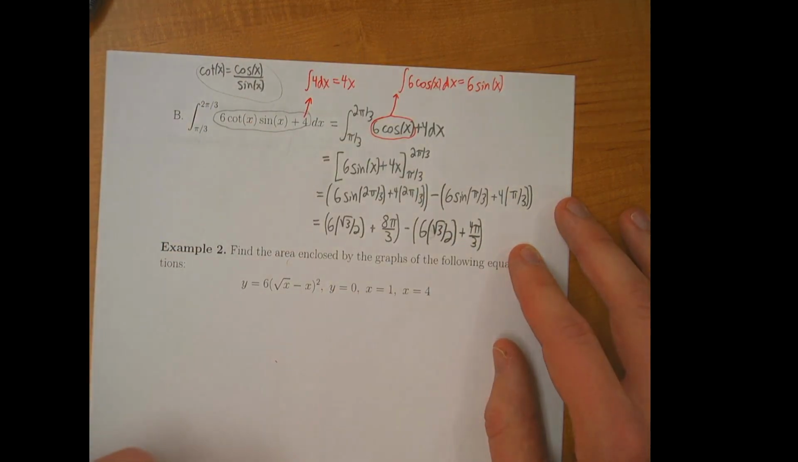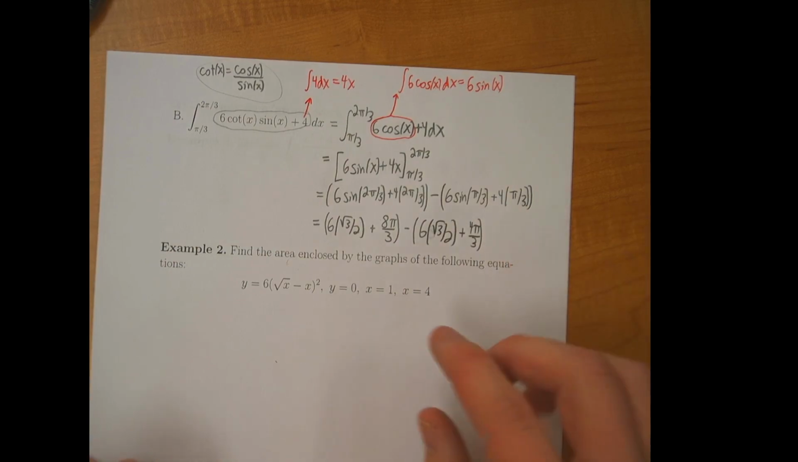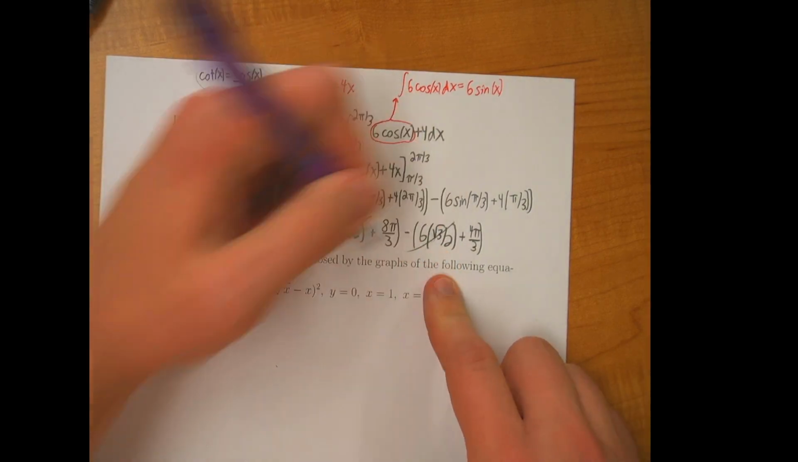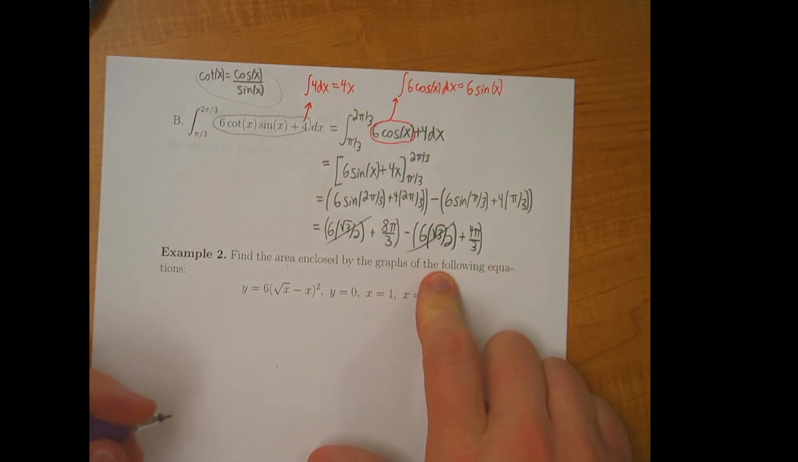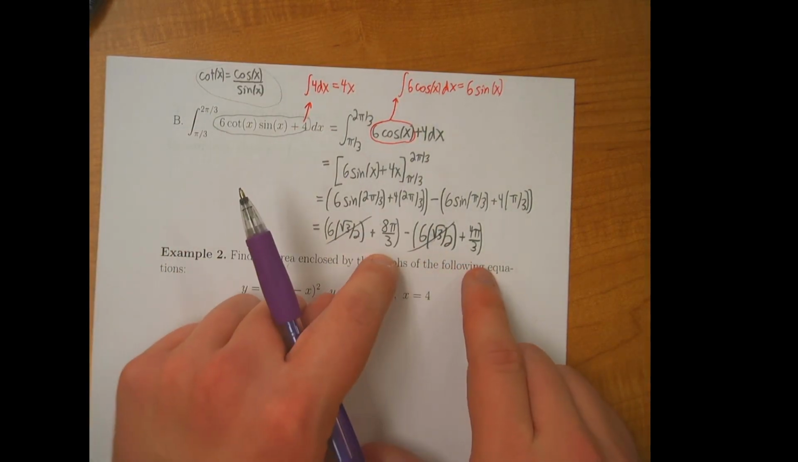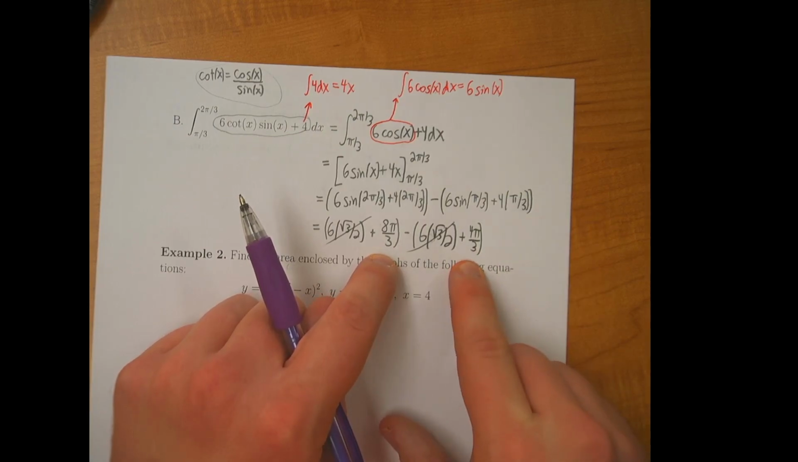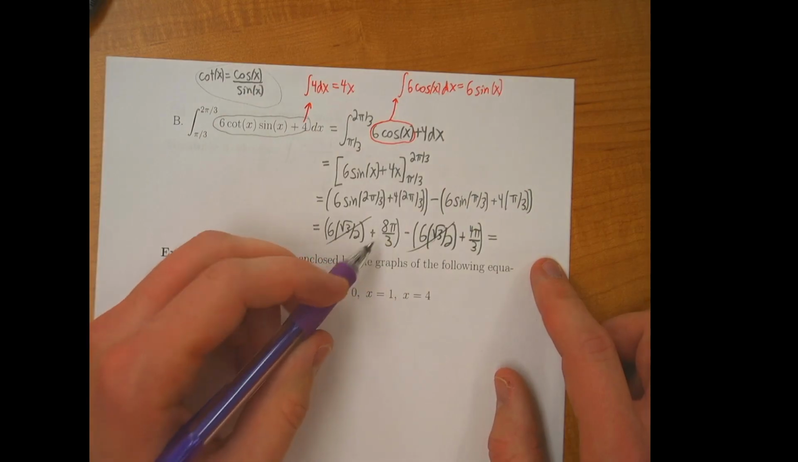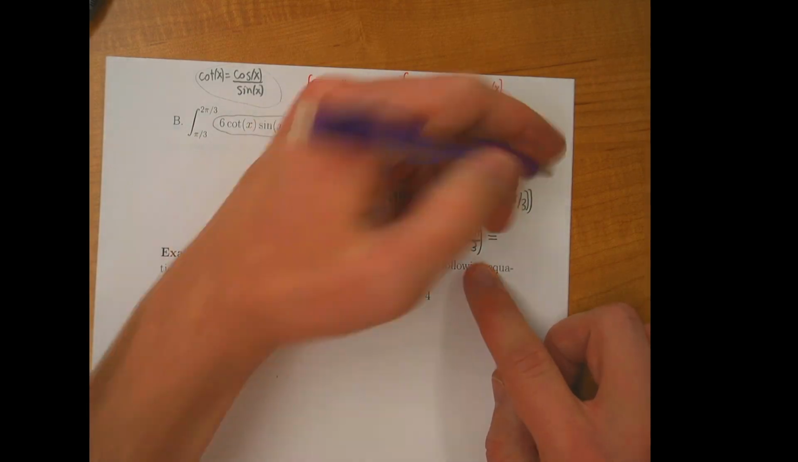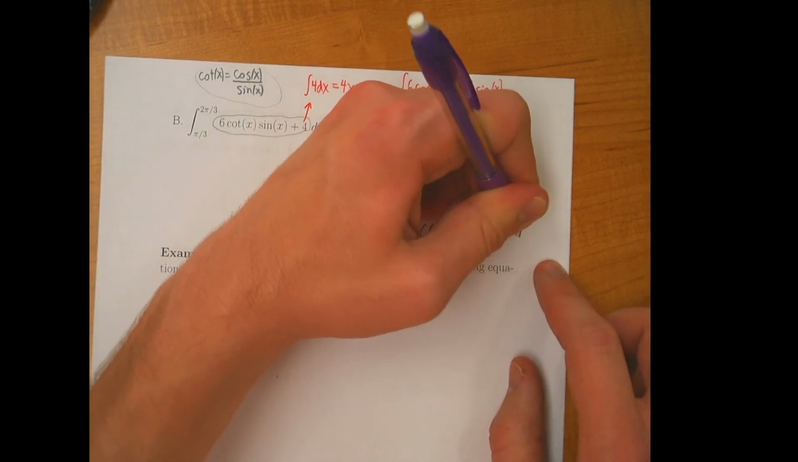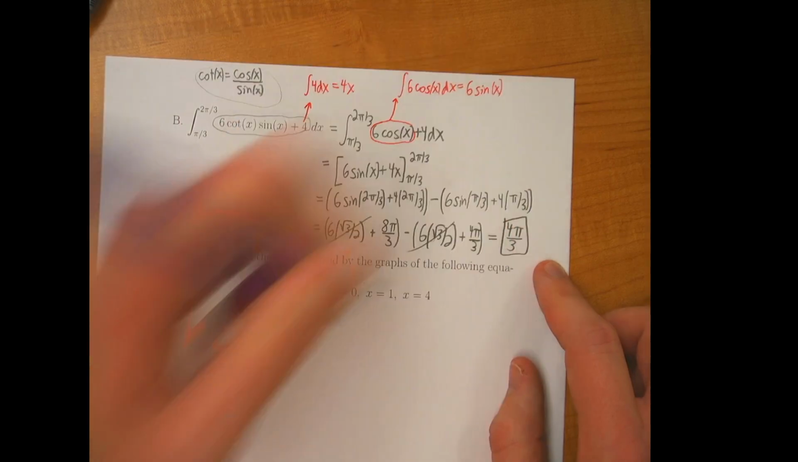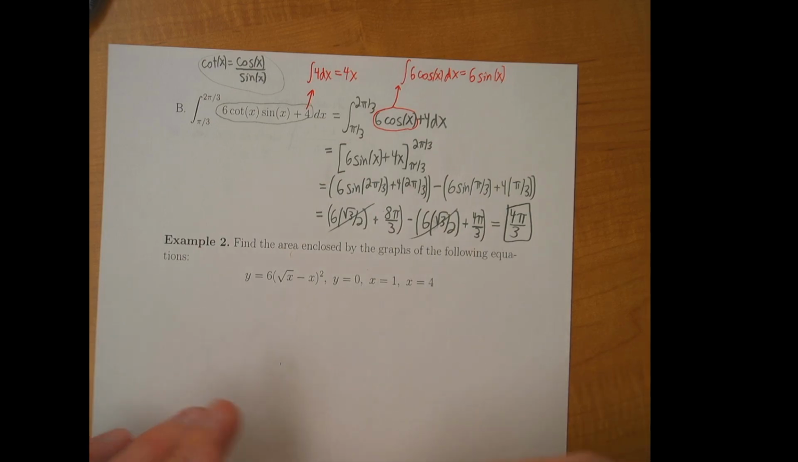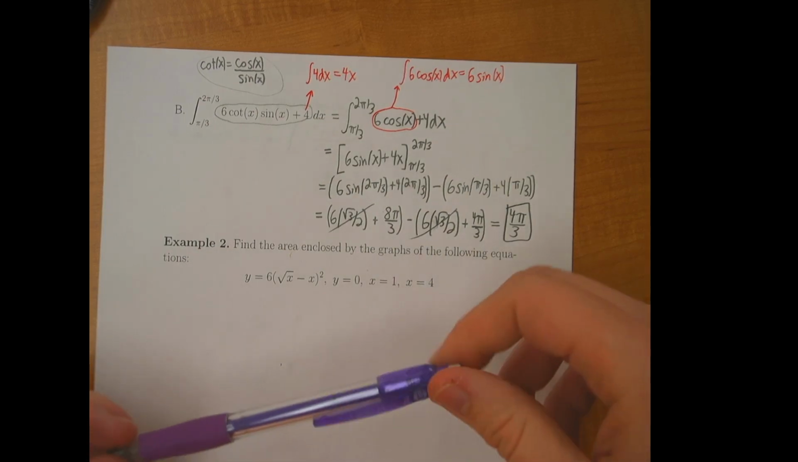Okay? So what you'll notice is that, oh, wait a minute, these two terms, if we subtract them, are going to cancel each other out. So ultimately, we're just left with 8 pi over 3 minus 4 pi over 3. If you subtract these two together, you should be able to get 4 pi over 3 out of this. Okay? So that is part B. So, any questions on that?